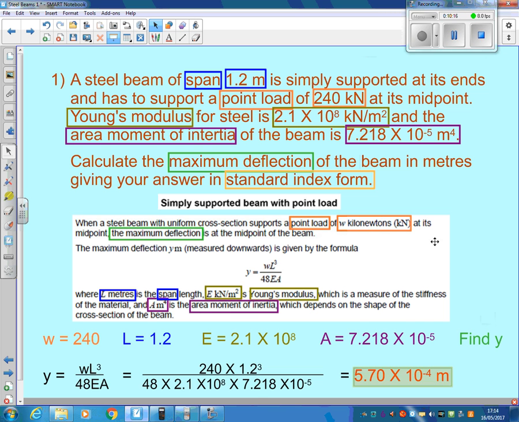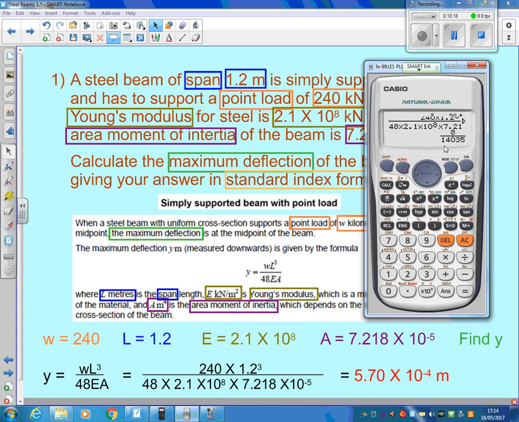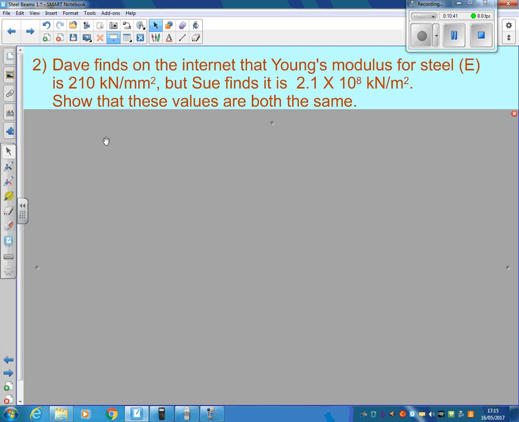I suspect I've got it as a decimal, so let's pull that fraction up and do S to D. Oh, it said in standard form, so I want 5.70 times 10 to the minus 4. And notice I'm leaving it in standard index form, that's where I've got a 10 to the power there. That's a perfectly good answer, and they told me to leave it that way anyway. Okay, let's move on to the next question.